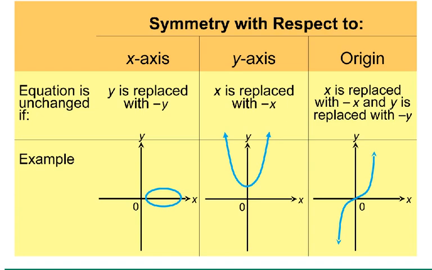And then symmetry with respect to the origin is when x is replaced with negative x and y is replaced with negative y, and the equation is unchanged. So taking the graph of this function right here, if we flip it across the x-axis and y-axis, it becomes unchanged. Therefore, it's symmetric with respect to the origin. So remember these. You're not going to have any visual aids to remember on your tests or quizzes, but you do have your graphing calculator, so use that to your best ability.